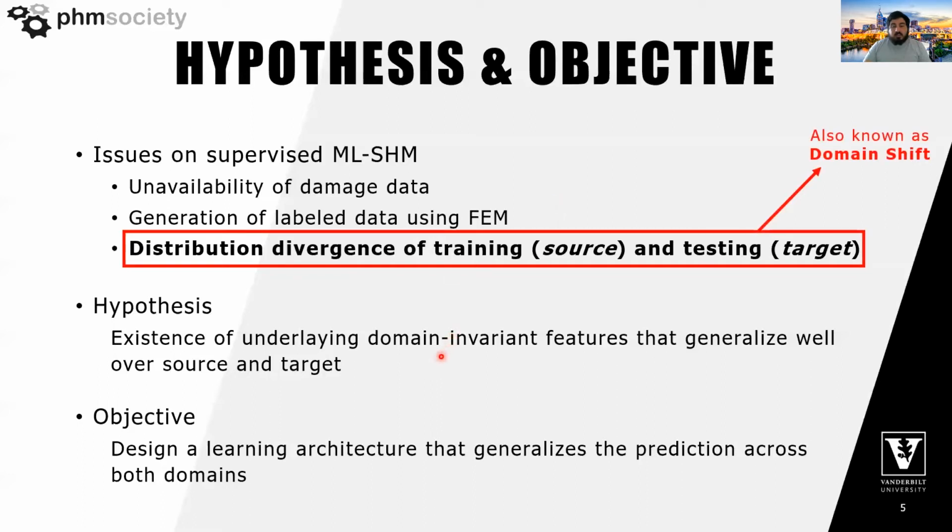Our hypothesis is that there exists some unobservable map of invariant features that can generalize over source and target domains well, even in the case of domain shift. Following that, our objective is designing a machine learning-based architecture that can predict correct classes across both domains in the presence of domain shift.